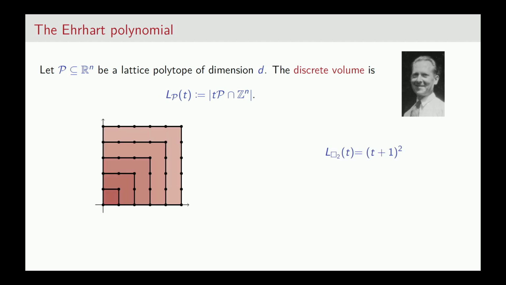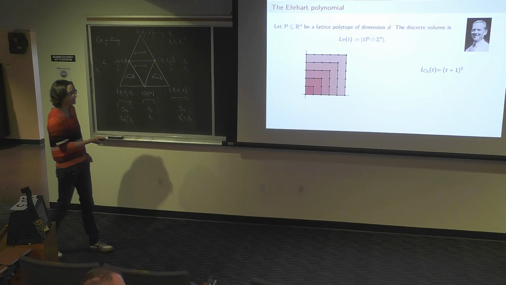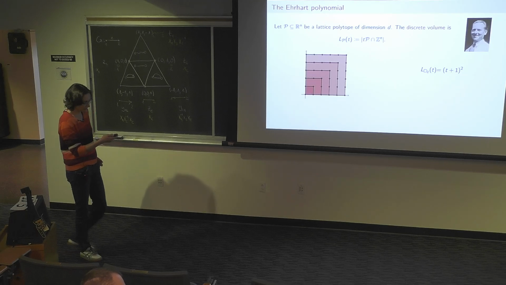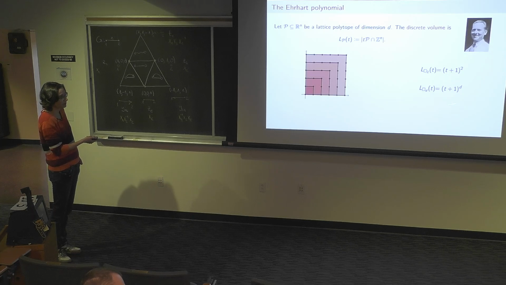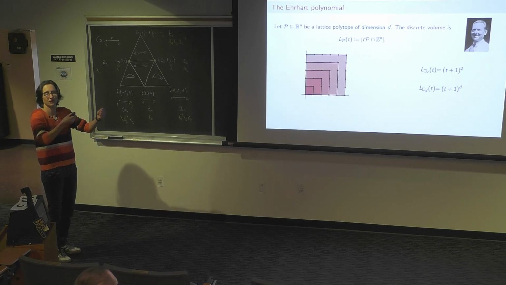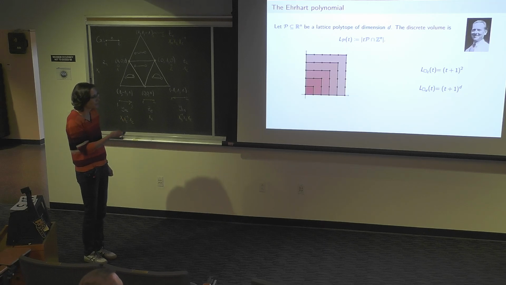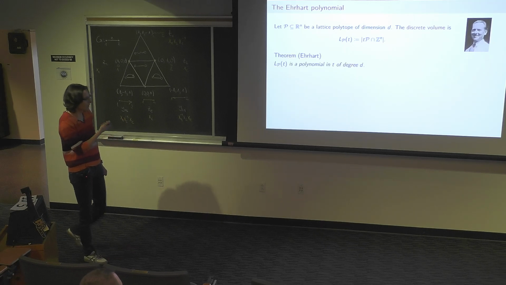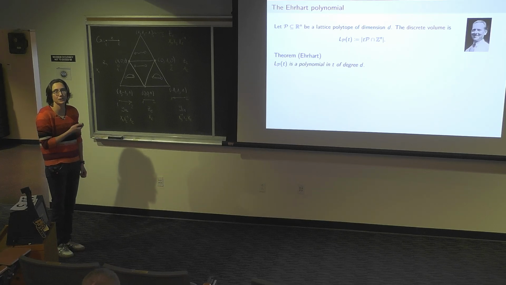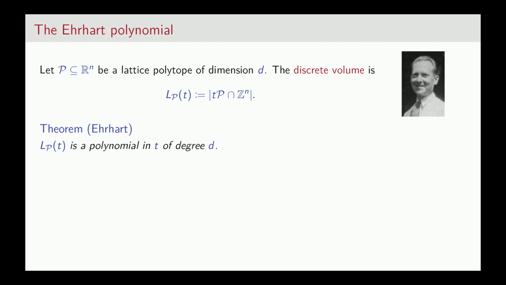For example, if you take this cube of dimension 2, you have 4 lattice points in the first dilation, then you have 9, then you have 16, and it's not hard to see that in the t-th dilation you have (t+1)^2. So what you see in this example is a polynomial, and also, if you do it for higher-dimensional cubes, you will have (t+1)^d, because on each coordinate axis you have t+1 points. In general, the same happens, namely L_P(t) is always a polynomial in t, and the degree is the dimension of the polytope. This was shown by Ehrhart, and that's why it's called the Ehrhart polynomial.